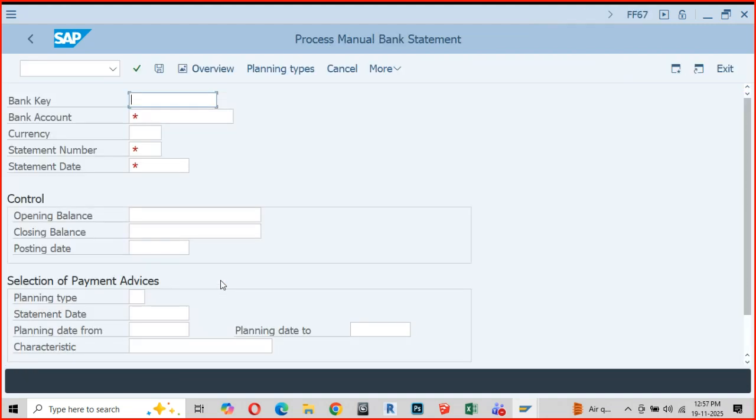Yes, perfect. FF67, not 65, it is 67. So this is your statement number. You are uploading that statement. All right. The first and the foremost, so this is your manual. FF67 is your manual. So you're going to manually enter the opening balance and the closing balance, and you enter into the reconciliation process.